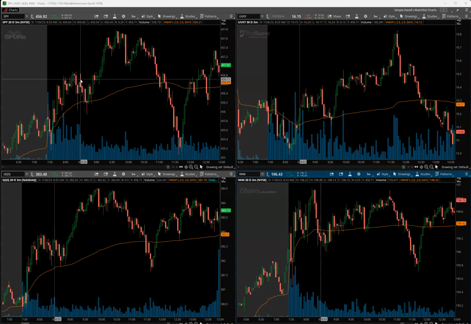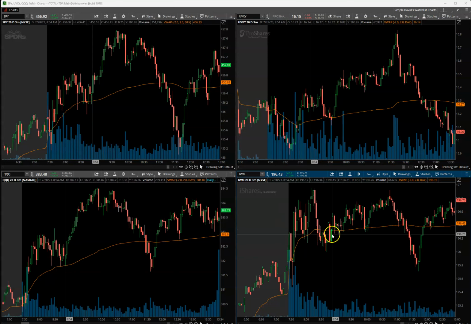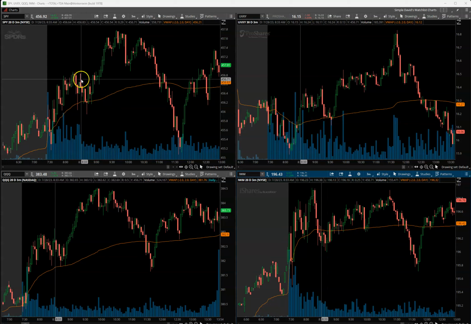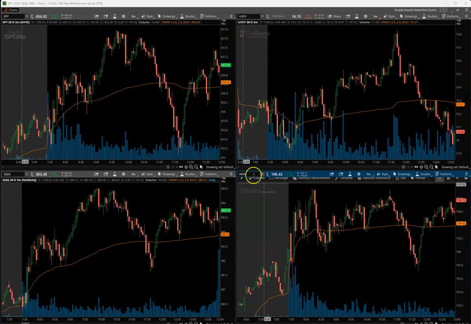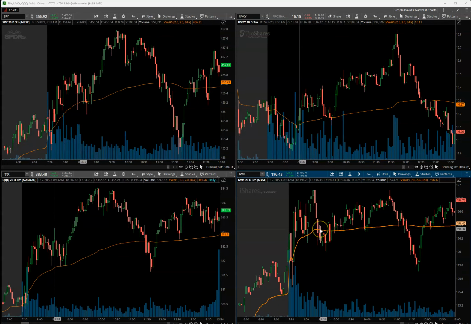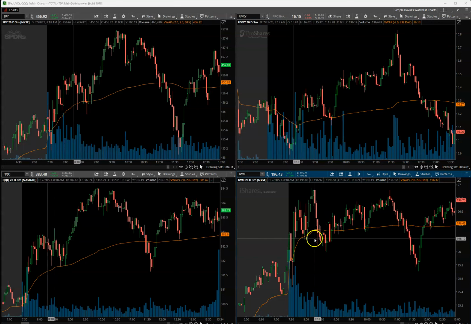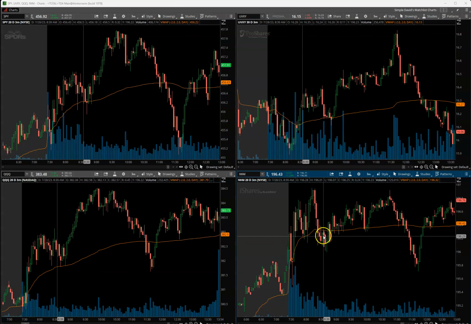As you can see here, if we look down at 8:34 on IWM, which is the Russell 2000, we are below VWAP, and we're bumping up against it, and it's getting rejected. So that's a sign that bears might have a little bit more control than the bulls at the moment, because that is bumping in and getting rejected at VWAP.